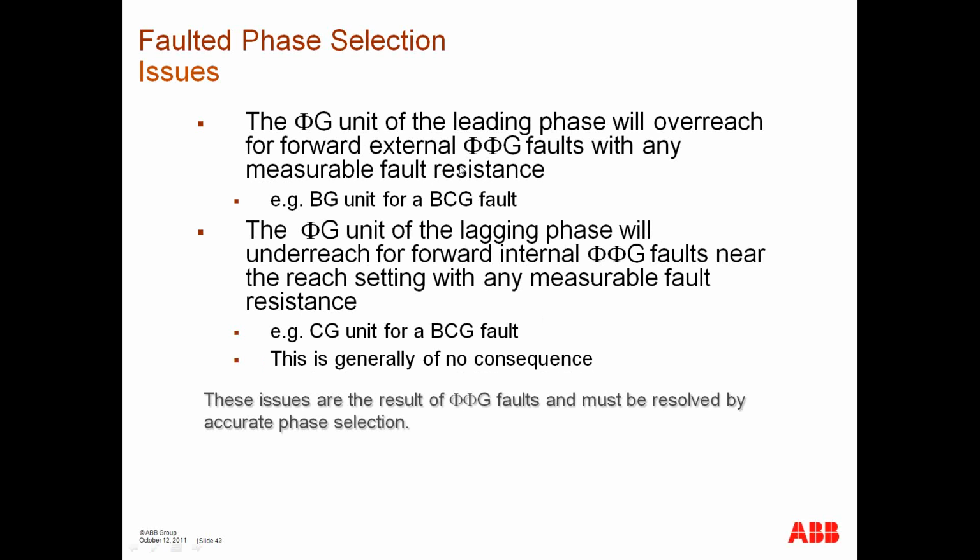All right. Okay. Then you have a two-phase to ground fault. It's really the culprit. The phase to ground unit of the leading phase will overreach your reach setting for forward external phase to ground faults, and the phase to ground unit of the lagging phase will underreach. These issues are the result of the phase to ground fault and must be resolved with accurate phase selection.